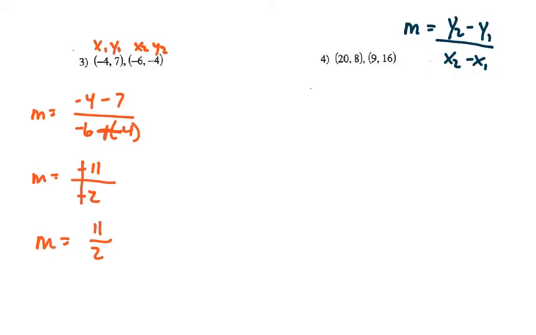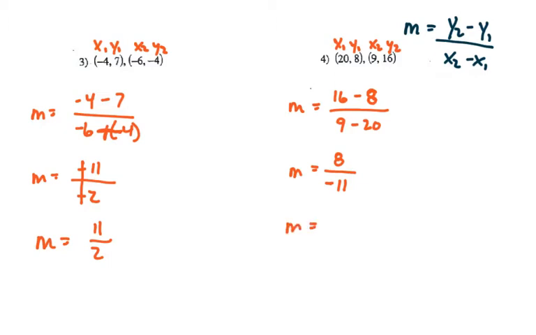So the next one is, get a label, x1, y1, x2, y2. And y2 is 16, minus y1, which is 8. x2 is 9, minus x1, which is 20. Next thing we do, 16 minus 8 is 8. 9 minus 20 is -11. So m equals -8 elevenths. The fraction -8 elevenths.